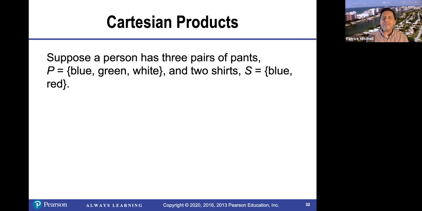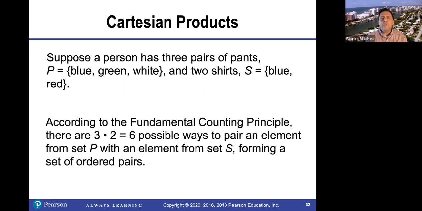Suppose a person has 3 pairs of pants, blue, green, and white, and 2 shirts, which are blue and red. According to the fundamental counting principle, there are 3 times 2 equals 6 possible ways to pair an element from set P with an element from set S, forming a set of ordered pairs. I remember talking about this a section or two ago.